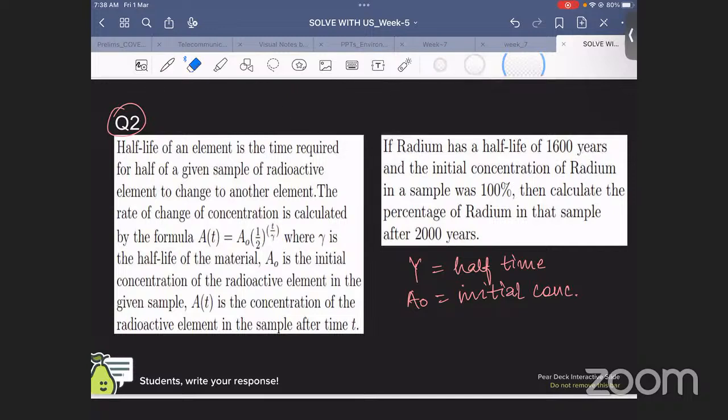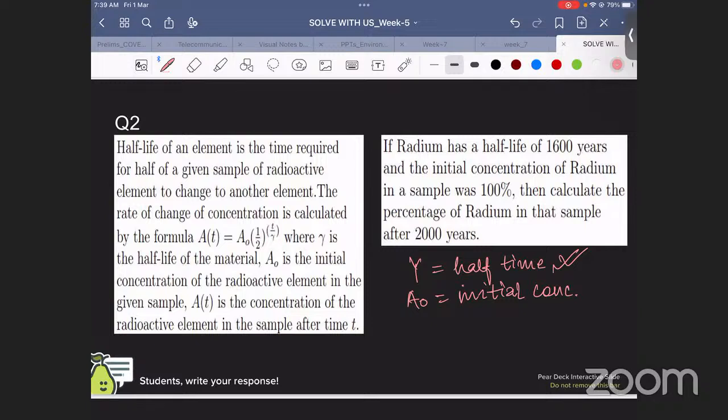So see, it's given that gamma is the half time, right? And half time is basically, for any radioactive element, the time in which its constituent will get to half. This is what has been written here. Half time of an element is the time required for half of the given sample of the radioactive element to change into some other element.